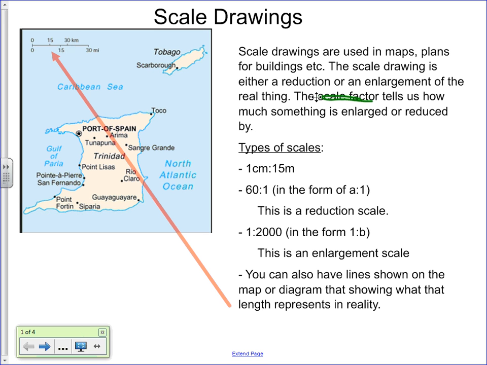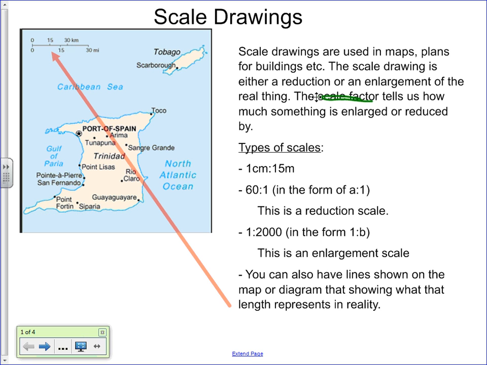And types of scales: you can have scales in all sorts of different formats. You can have something like 1 centimeter to 15 meters, which uses different units, both distances, but it tells you that 1 centimeter is equal to 15 meters. So you have to always convert. Or you can have them in the form A to 1. For example, 60 to 1, which means that 60 parts of the drawing is equal to 1 part of the original.